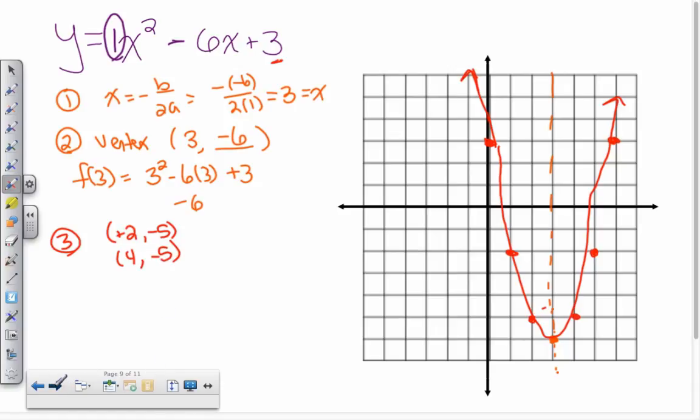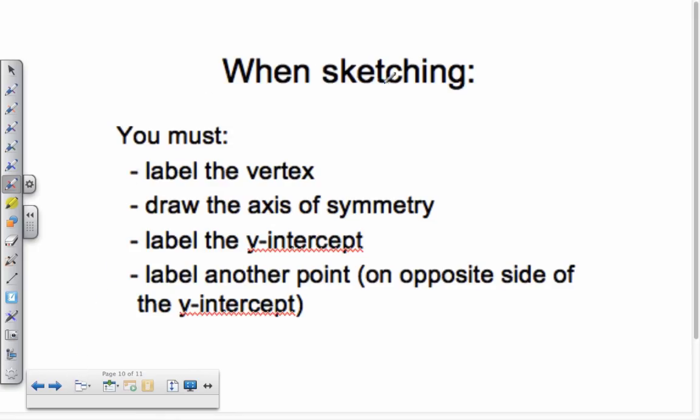All right, go ahead and work on the true false. Well, first of all, when sketching, you must label the vertex, you must draw the axis of symmetry. You don't have to label the y-intercept, you just need to label 2 points, on opposite sides of the axis of symmetry. It doesn't necessarily have to be the y-intercept. If your y-intercept is 23, you're not going to want to plot that point, so you might find another point.